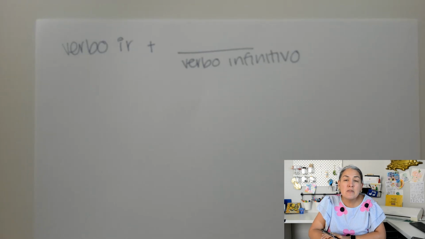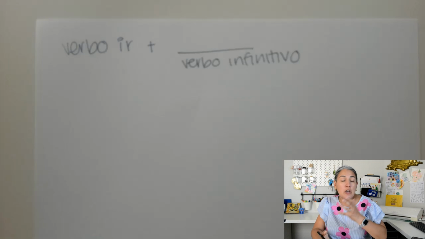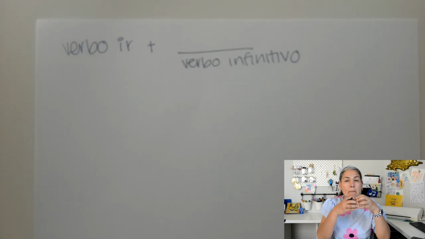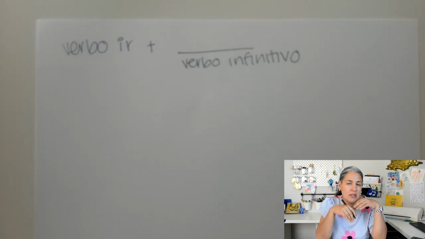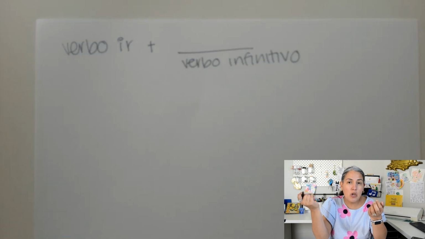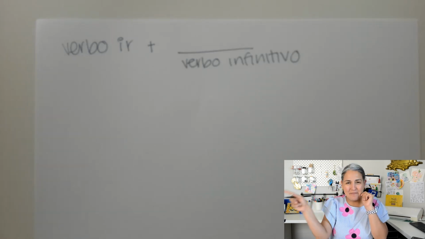Hoy vamos a hablar del verbo ir. We'll talk about the verb to go. En español, as we've talked about, every verb, we change the ending depending on who's doing the action, the pronoun. So today we're going to focus on the verb ir, which means to go. Vamos a empezar.